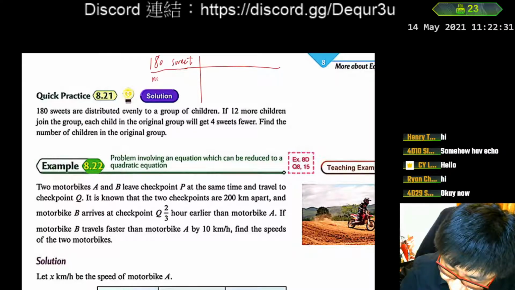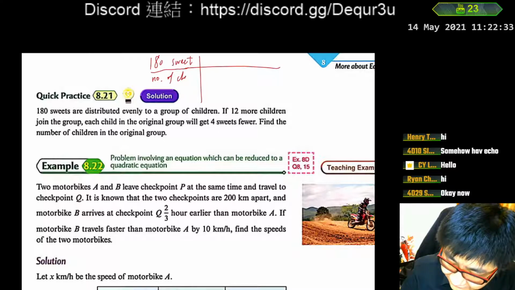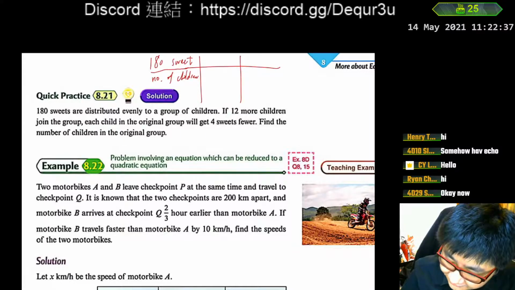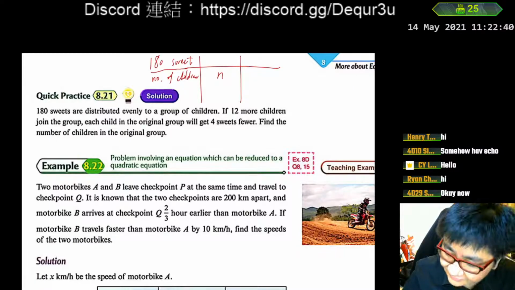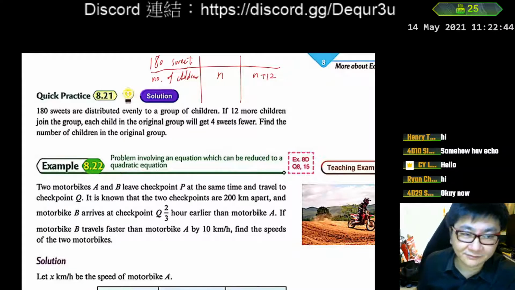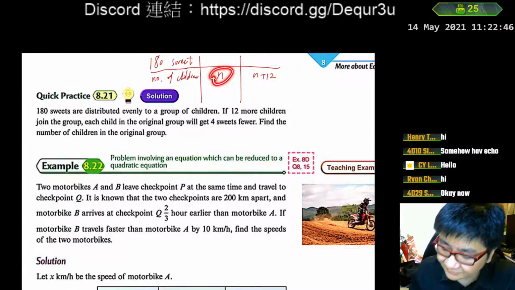Number of children. Then there are 2 cases. At first, the number of children here is n, and then later there will be 12 more. Therefore, the second case will be n plus 12. So I try to let n be the number of children.